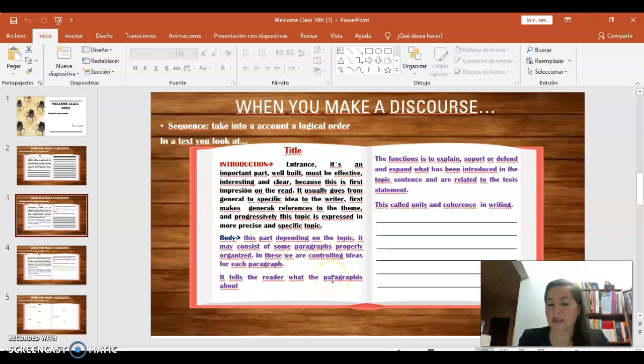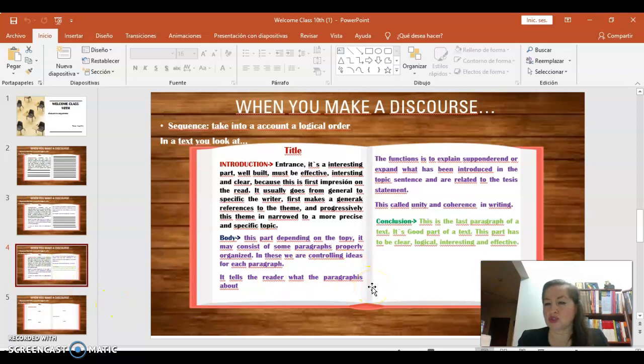On the other hand, you take into account the body. This part depends on the topic. It is the development of the paragraphs and may consist of some paragraphs, properly organized. In this part, we have controlling ideas for each paragraph. It tells the reader what the paragraph is about. The function is to explain, support, defend, and expand what has been introduced in the topic sentence and is related to the thesis statement. This is called unity and coherence in writing, okay?